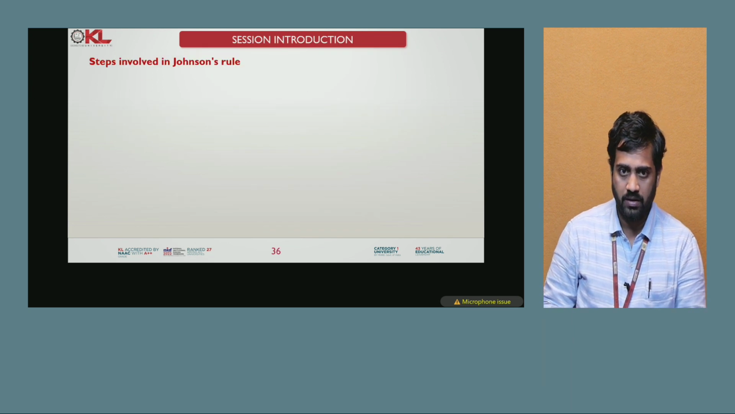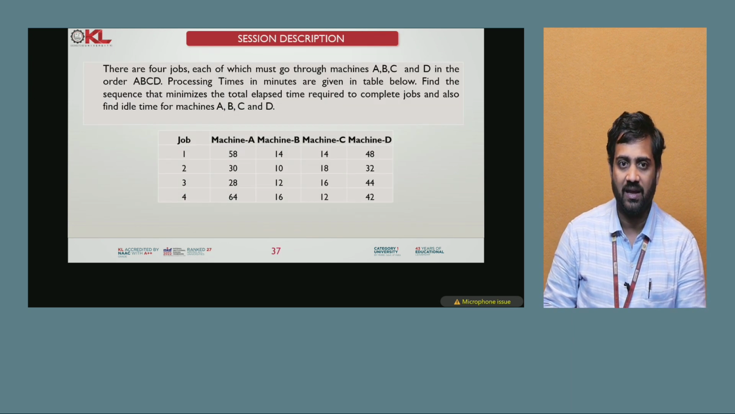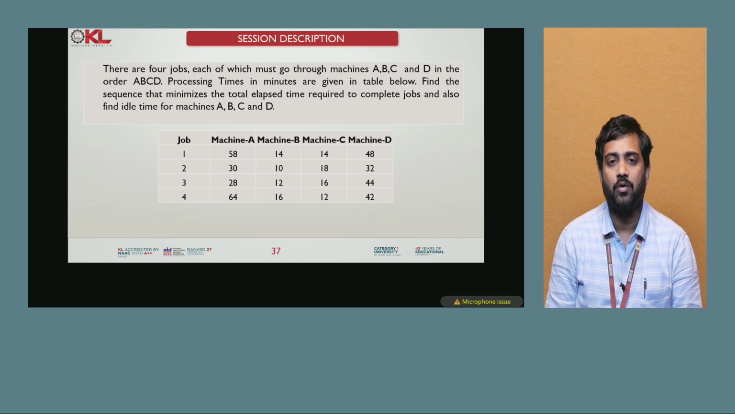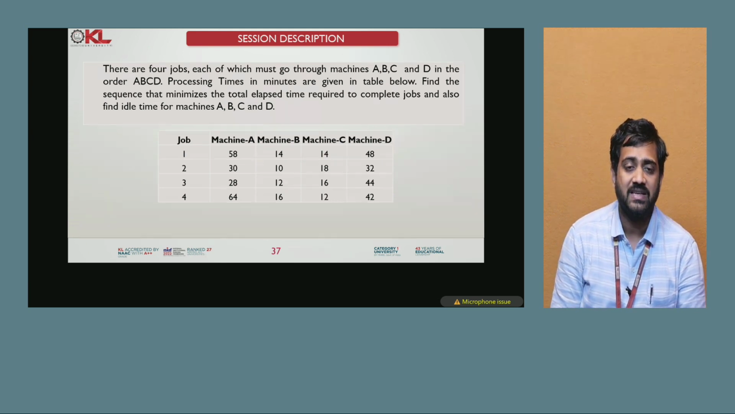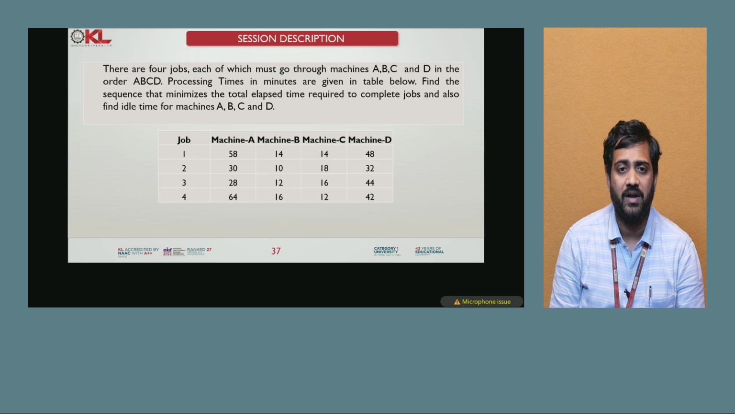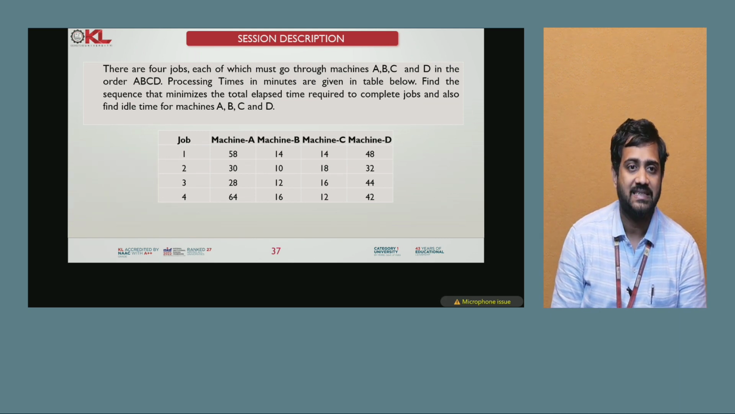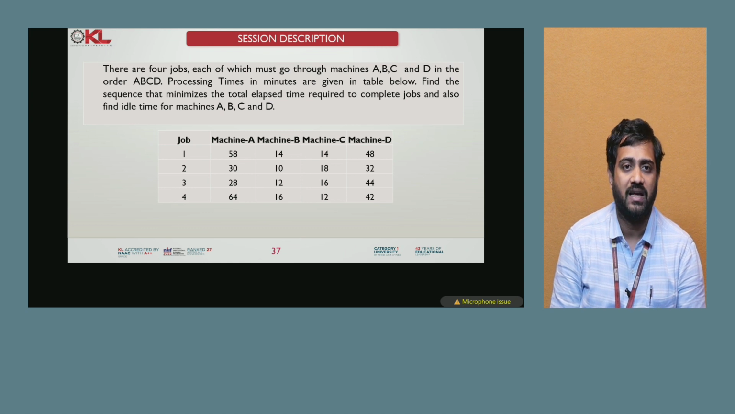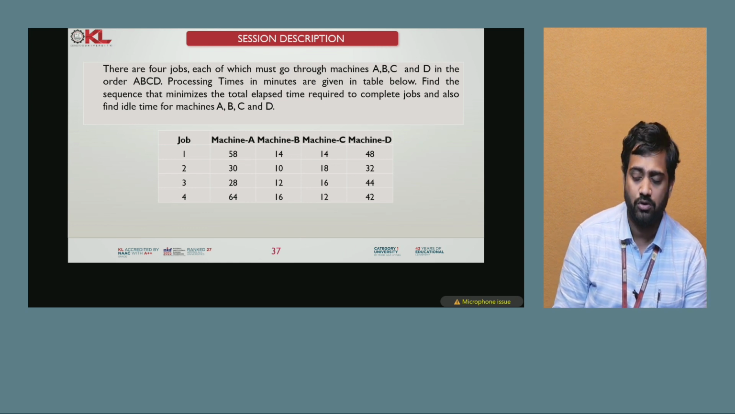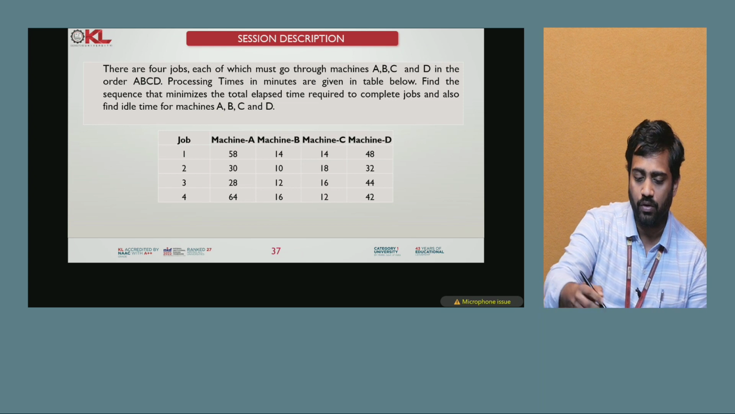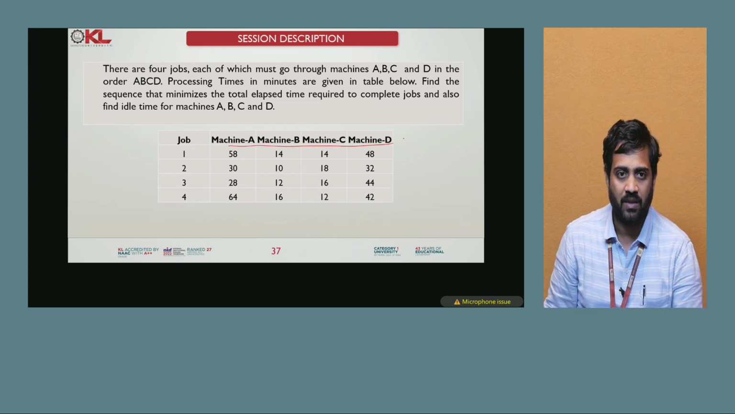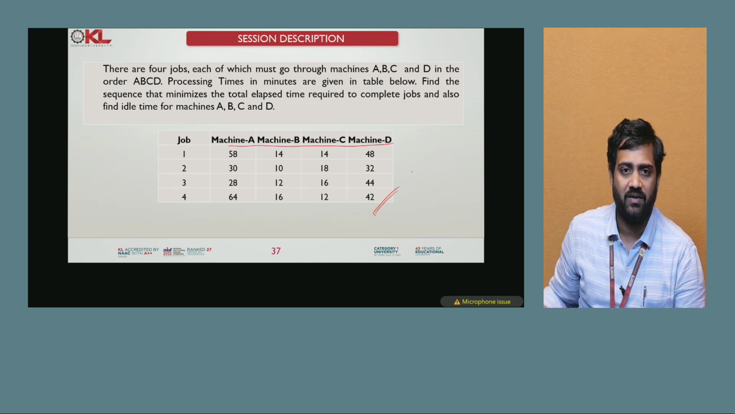Now, Johnson's rule, the same algorithm again. Johnson's algorithm can be applied only for 2 machines. In the previous case, the 3 machine problem we converted into a 2 machine problem and we applied Johnson's algorithm. Now in this problem we have 4 jobs. Each job must go through all 4 machines A, B, C, D, and these are the processing times given.